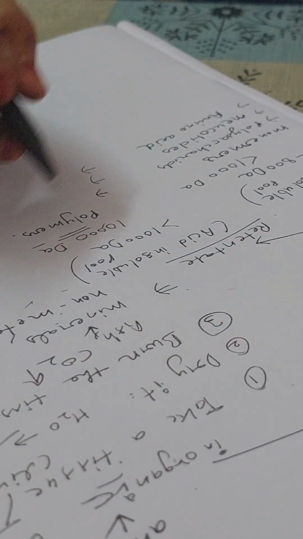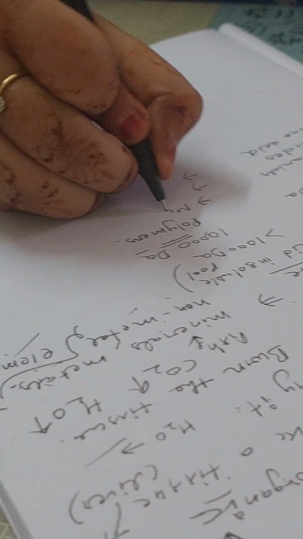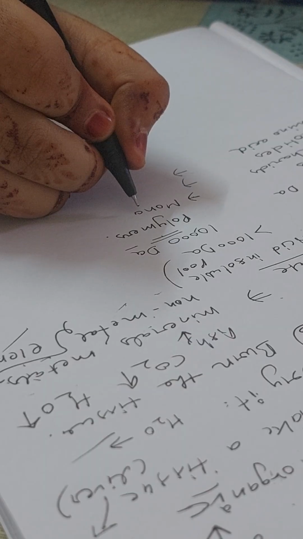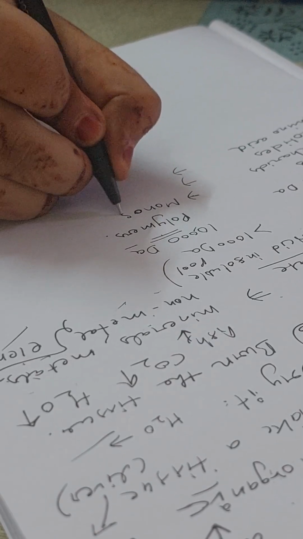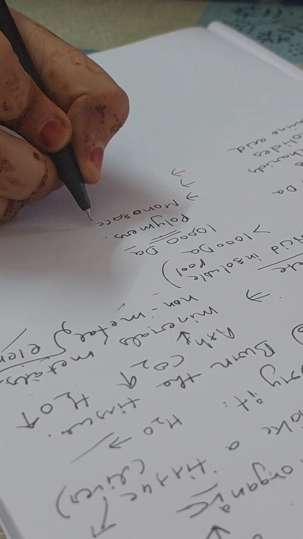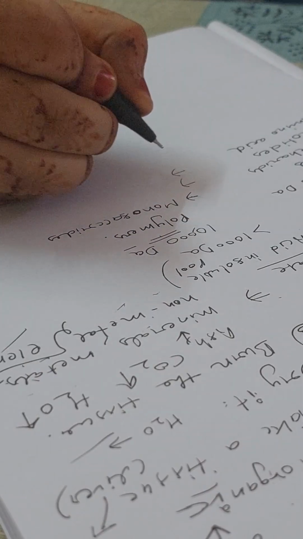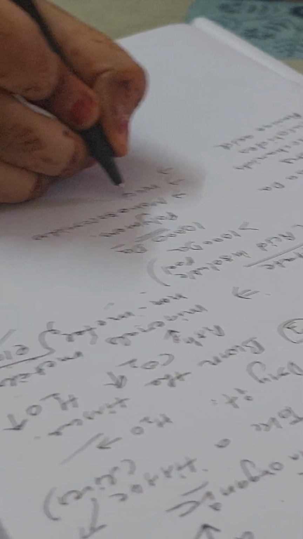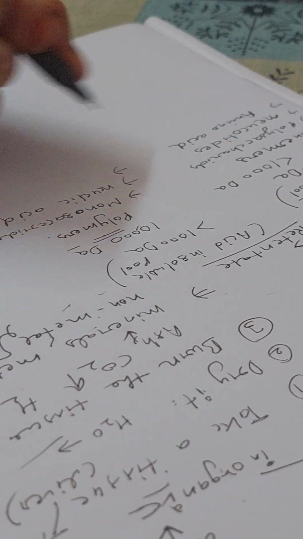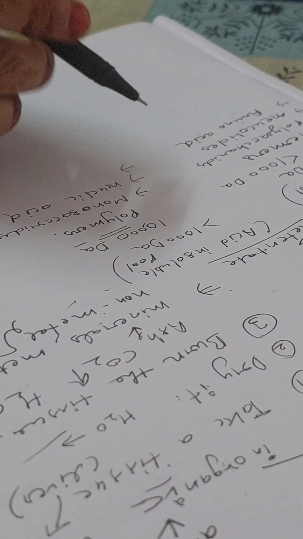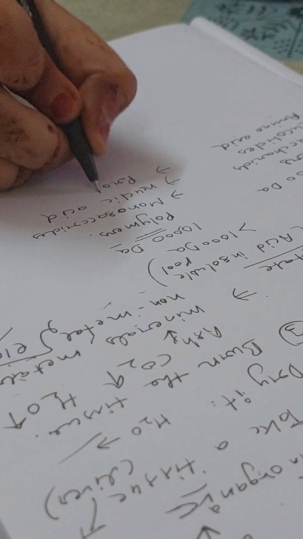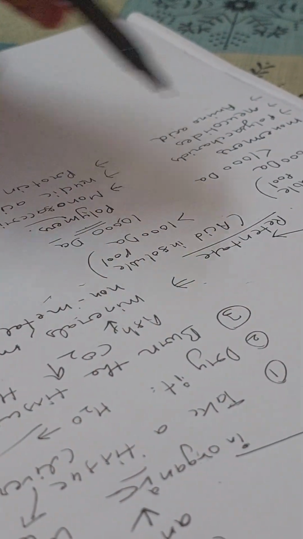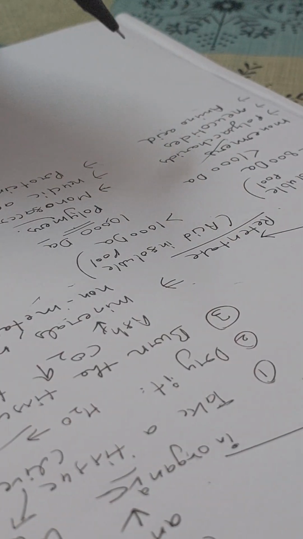The polymer of monosaccharides is polysaccharide. The polymer of nucleotides is nucleic acid. And the polymer of amino acids is protein. So in the retentate polymers are present, and in the filtrate monomers are present.